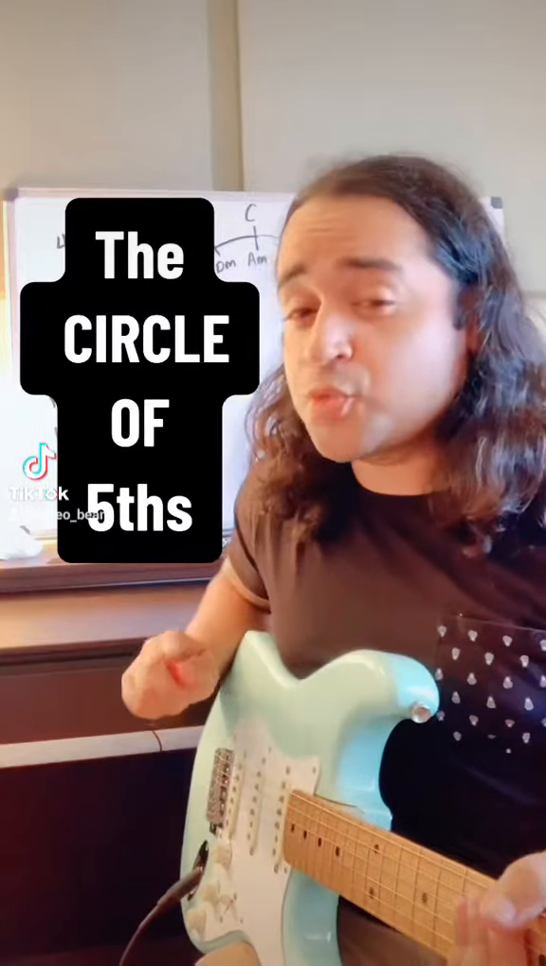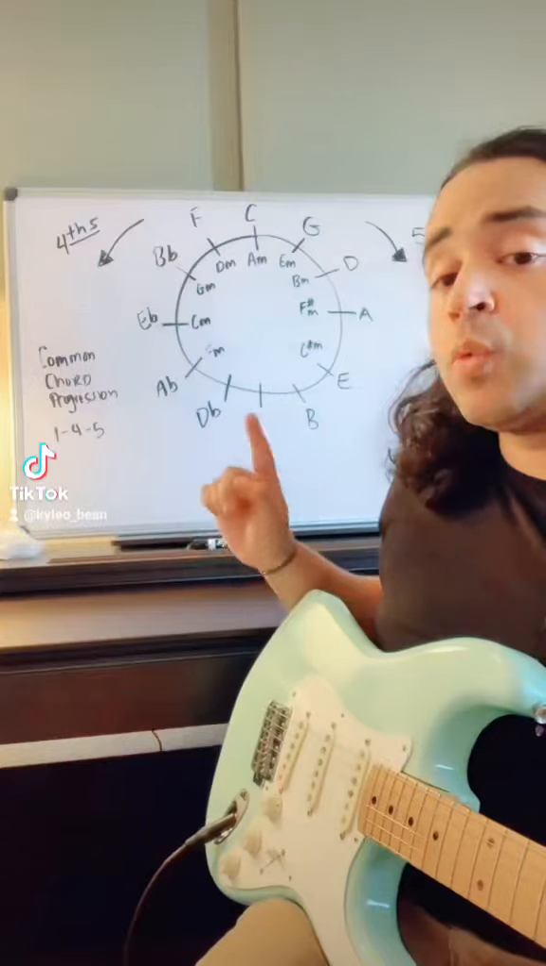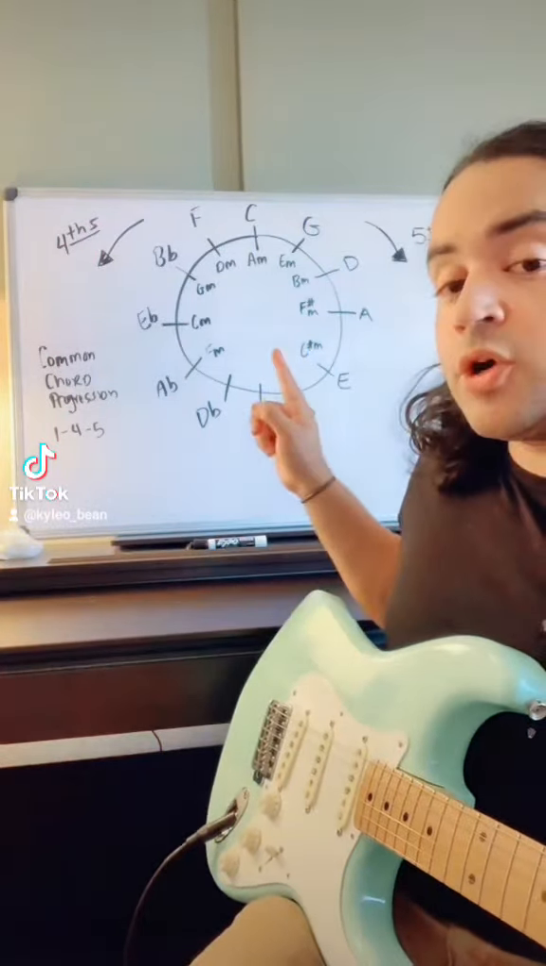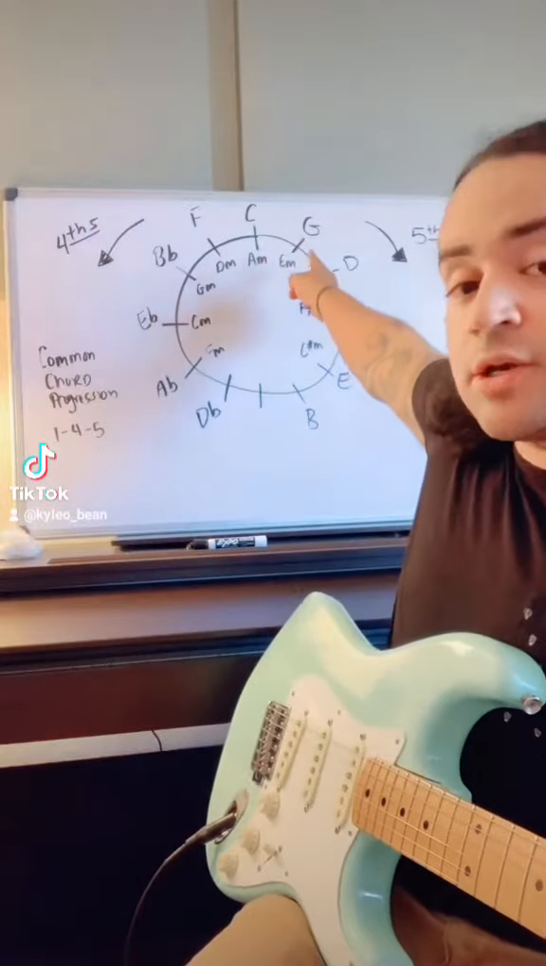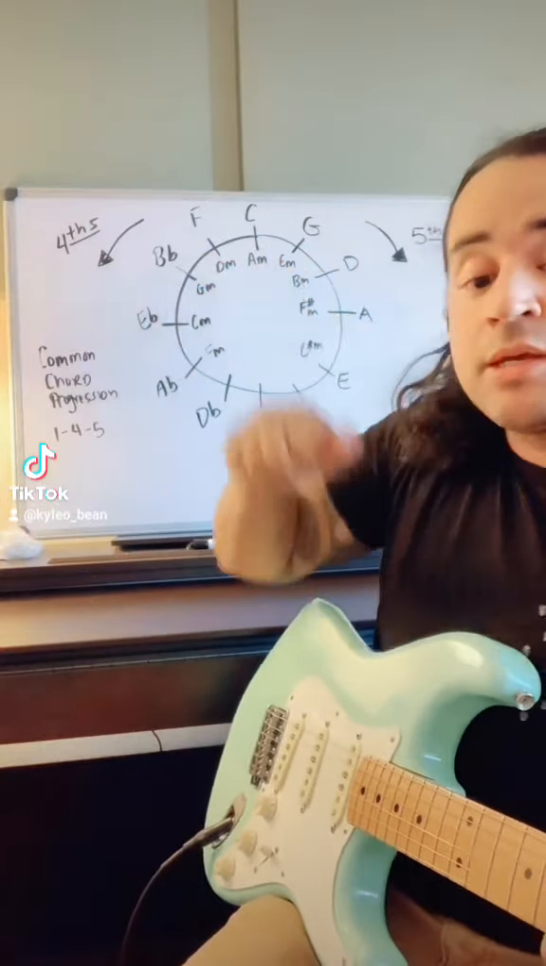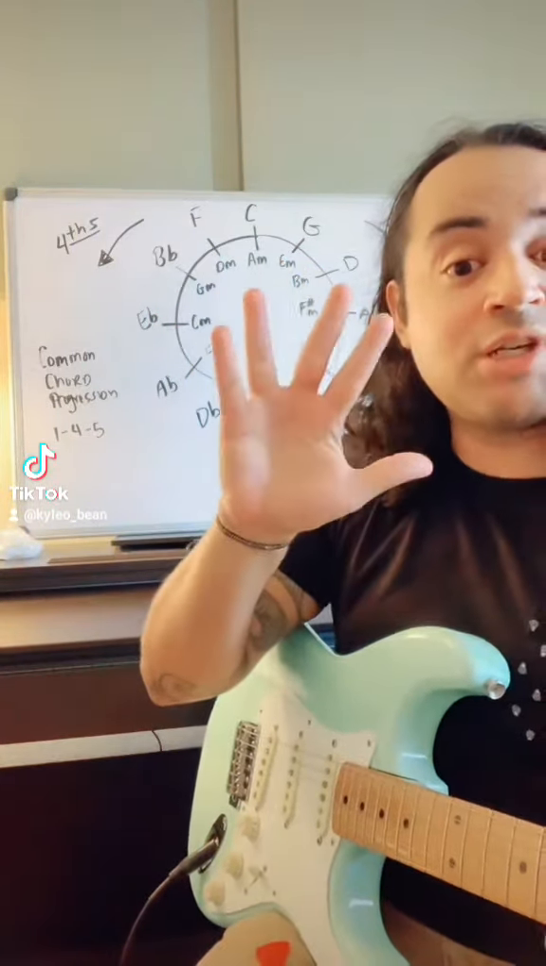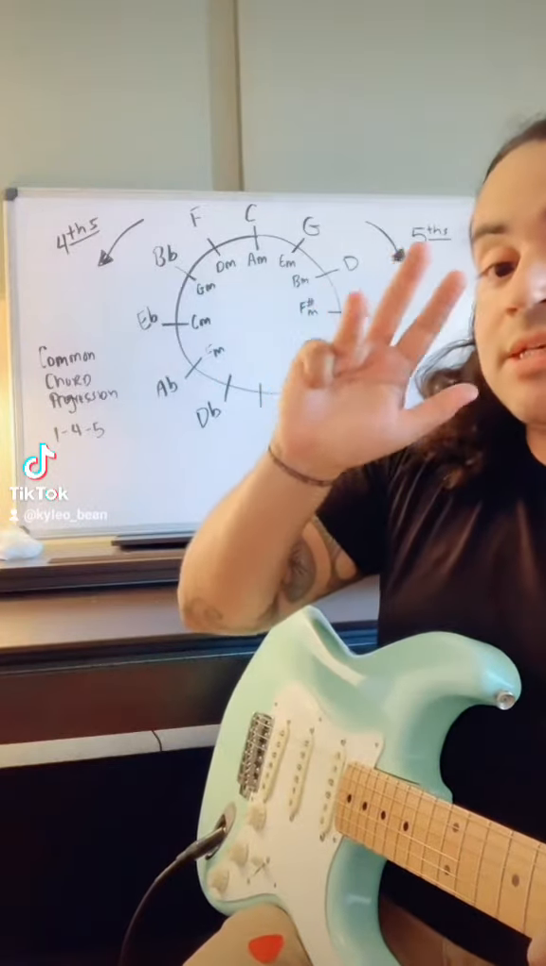Here's why guitarists should really get to know the circle of fifths. We call it the circle of fifths because no matter what note or chord you start on, when you move to the next note, it's actually a fifth away. So C, D, E, F, G, or G, A, B, C, D.